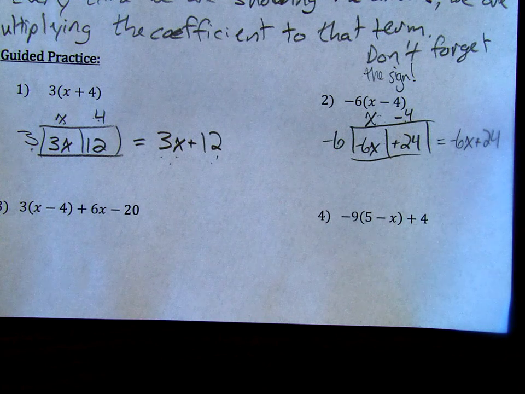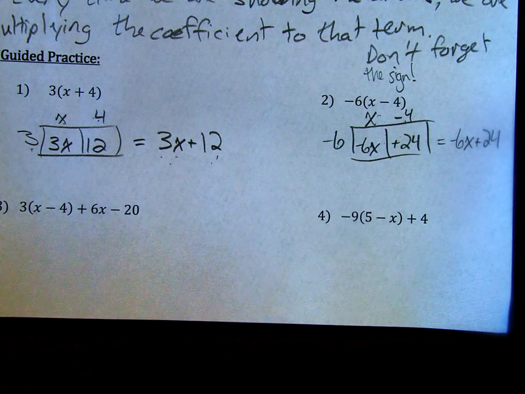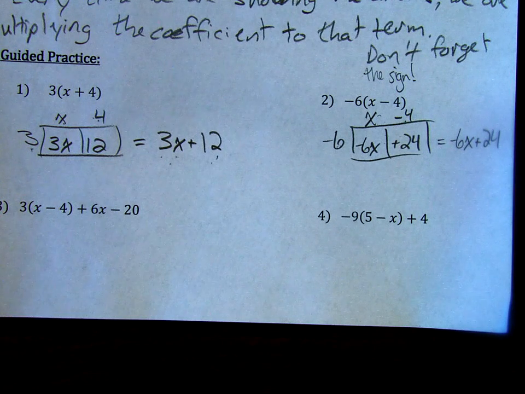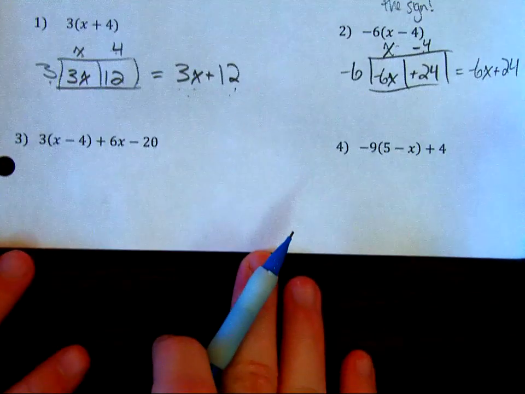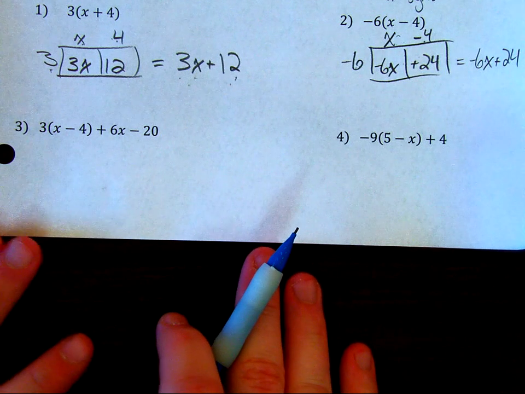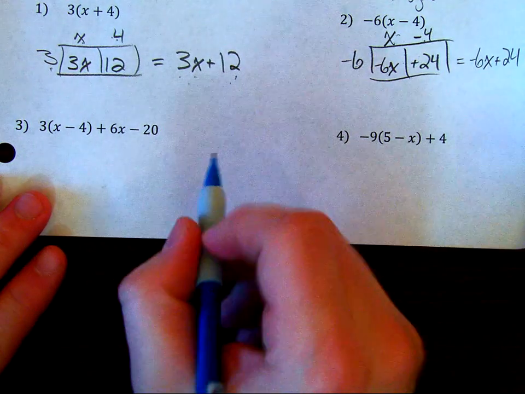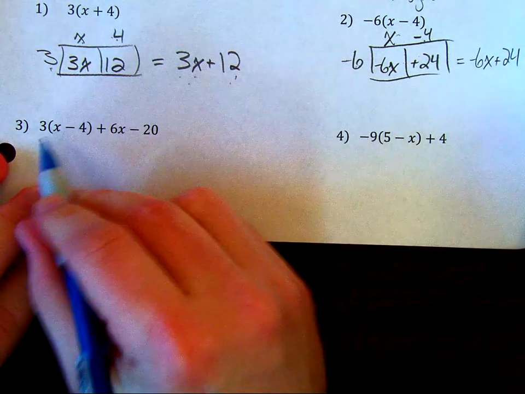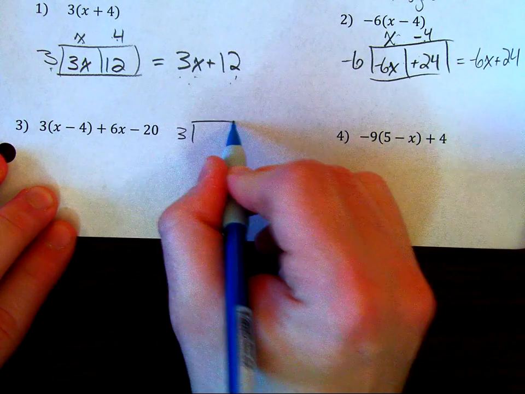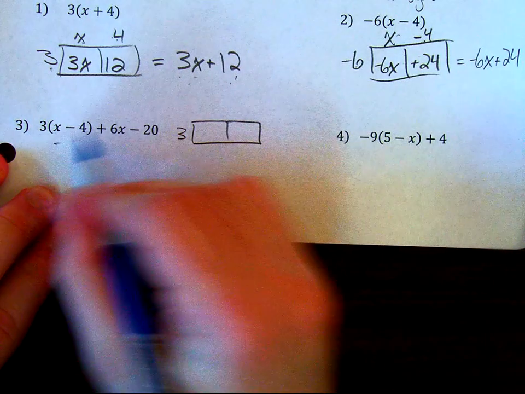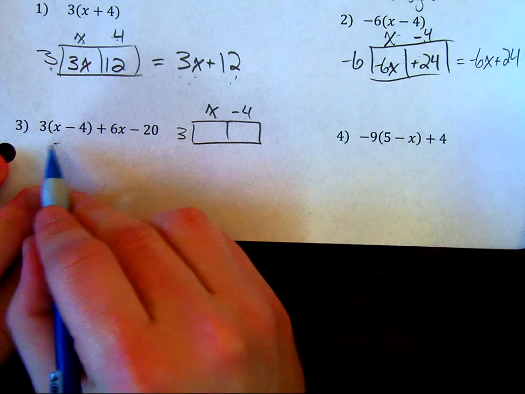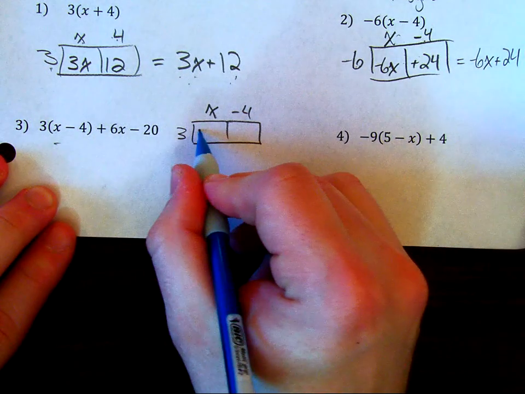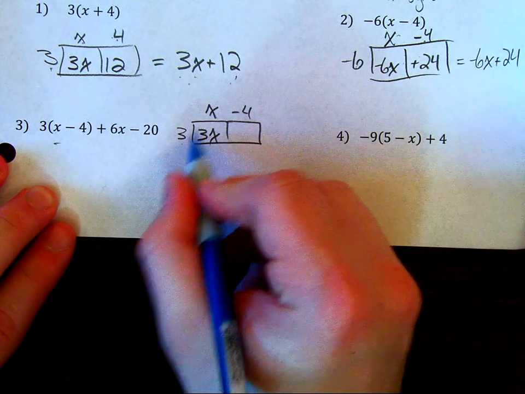Alright, so again, we're kind of building our steps up, so now we want to make sure that we can maybe combine our like terms. So, for example, we can do this. Let me actually draw the box to the right here. So I have 3 on the outside, and then I have x and -4. Same idea, you're going to multiply those two together, so 3x and -12.